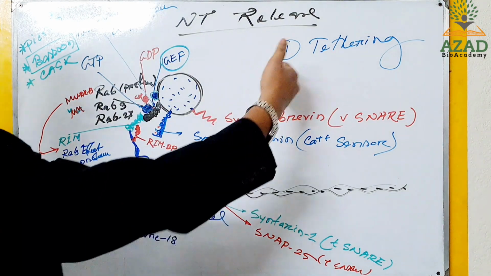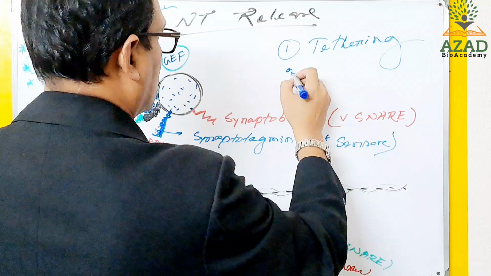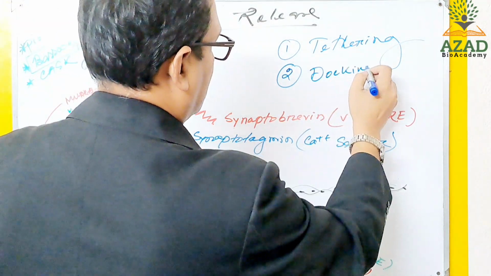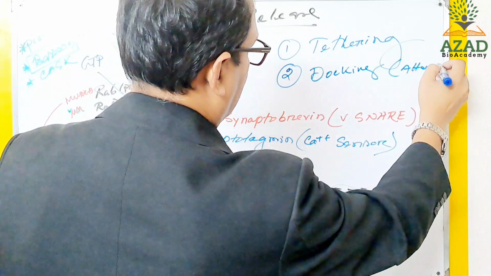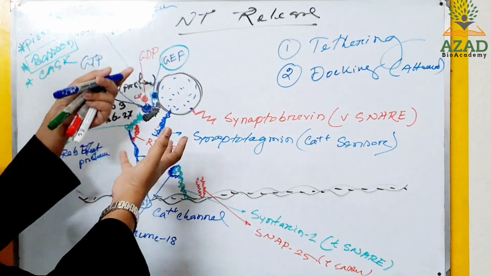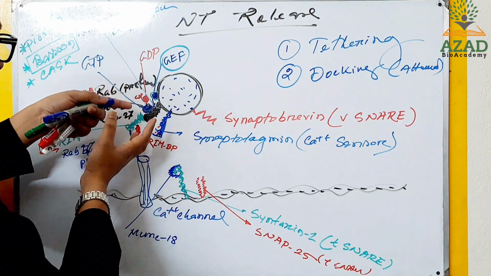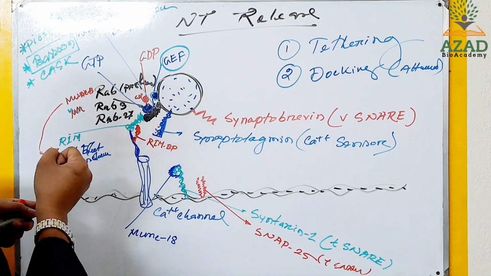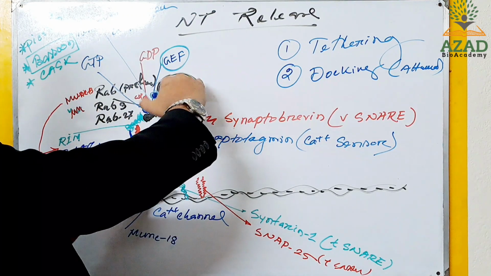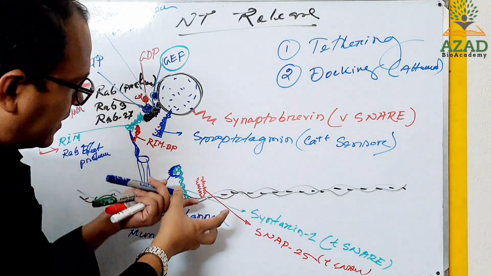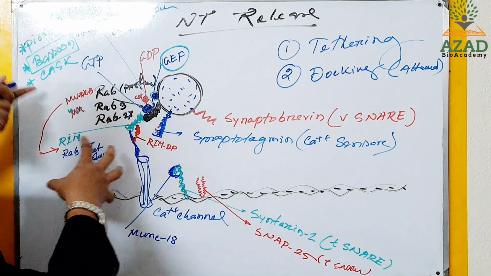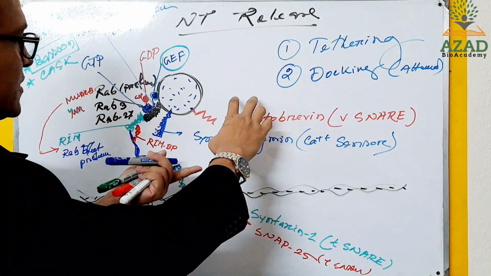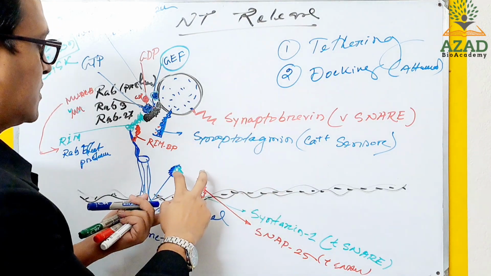The next step is docking. Docking means, as I already said, you can say attachment. So here some attachment will occur. The initial loose attachment is just between the Rab protein and the scaffolding protein, RIM protein. This is a loose connection, and the proximity and orientation will be maintained by different types of supporting proteins, and that will bring the V-SNARE very close to the T-SNARE.